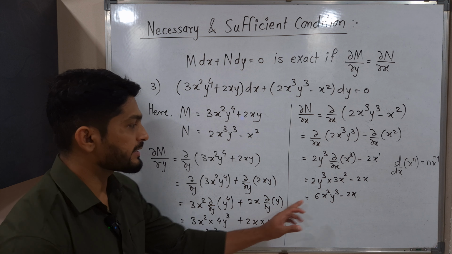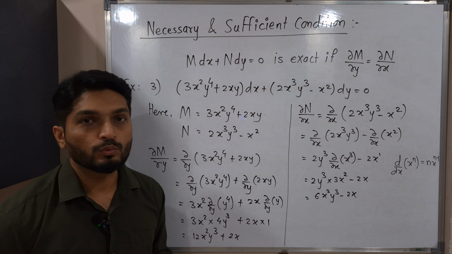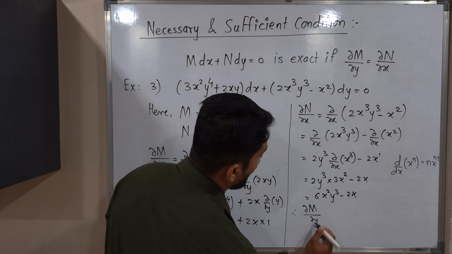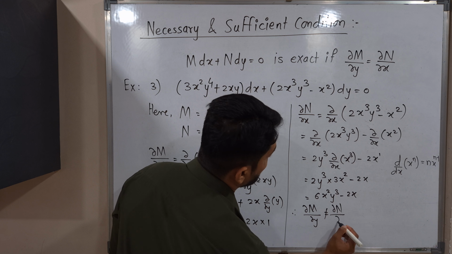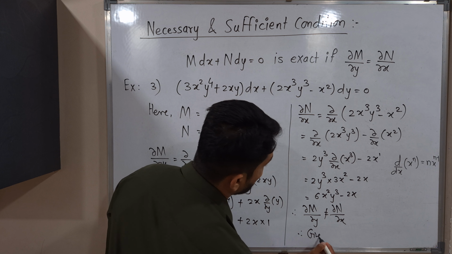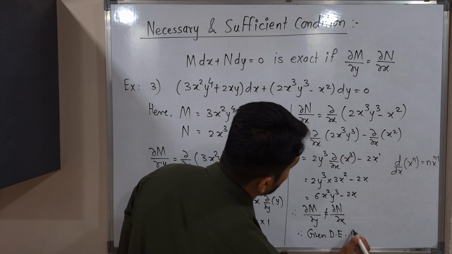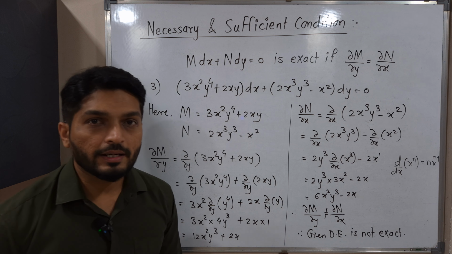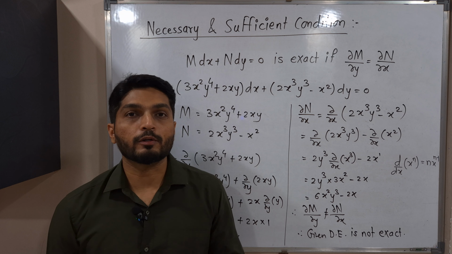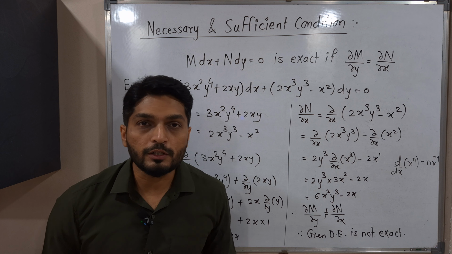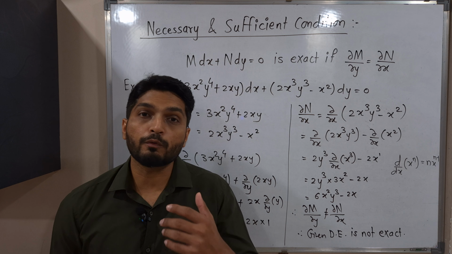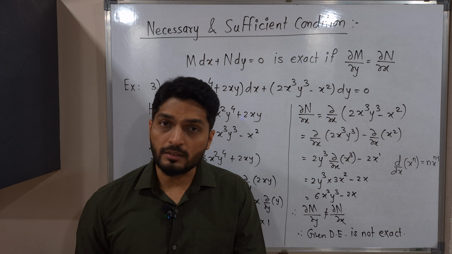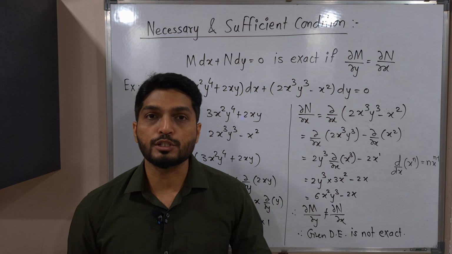Let us check whether both of them are the same or not. Same? No. Both of them are different. So I should mention here that delta M by delta y is not equal to delta N by delta x. It means the given differential equation is not exact. Getting? So in this way we decide whether the given differential equation is exact or not. If it is an exact differential equation, we have a method to solve it. In the next video we are going to discuss it, but don't worry, if it is non-exact, then also we have a few methods. With the help of them we can definitely solve such problems, right?